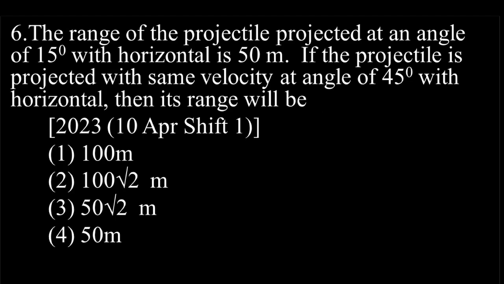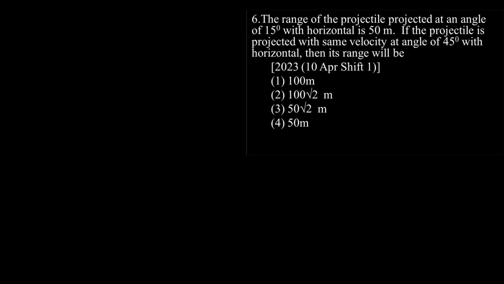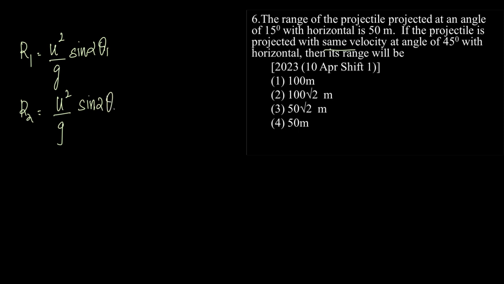The range of the projectile projected at an angle of 15 degree with the horizontal is 50 meter. If the projectile is projected with the same velocity at an angle of 45 degree with the horizontal, then its range would be. It's a very simple question, I would say. So say we have R1 is equal to u square by g into sine 2 theta 1, and what would be corresponding R2? Since the same velocity, it's u. So u square by g into sine 2 theta 2.